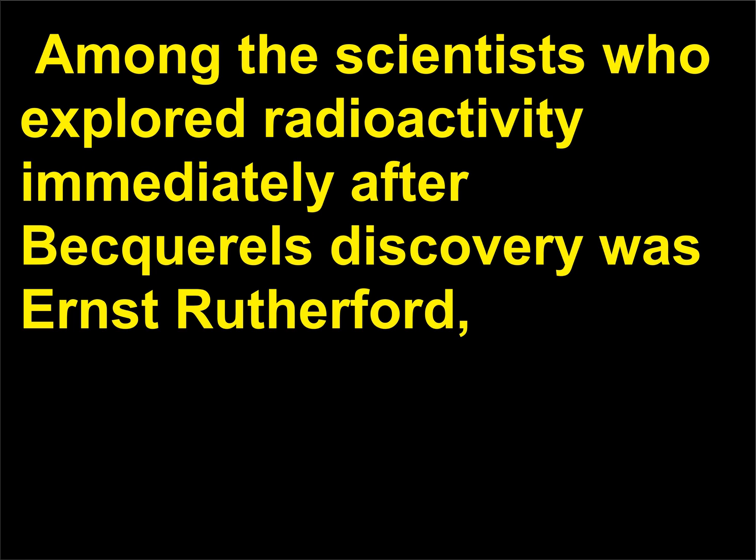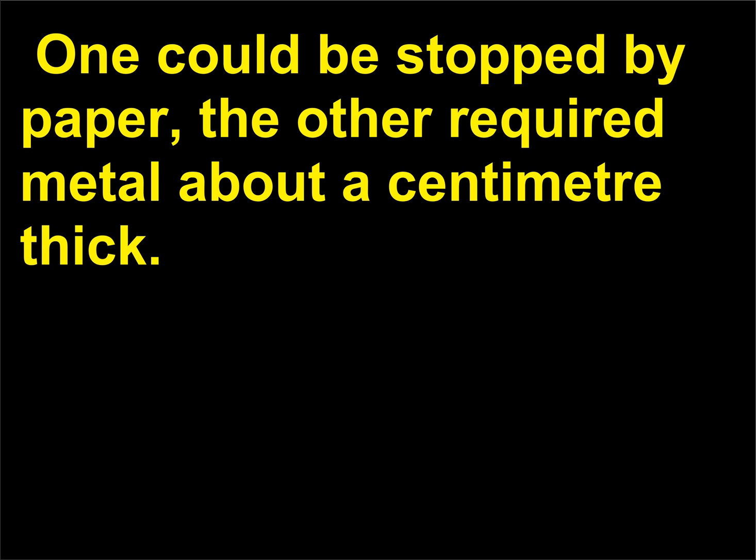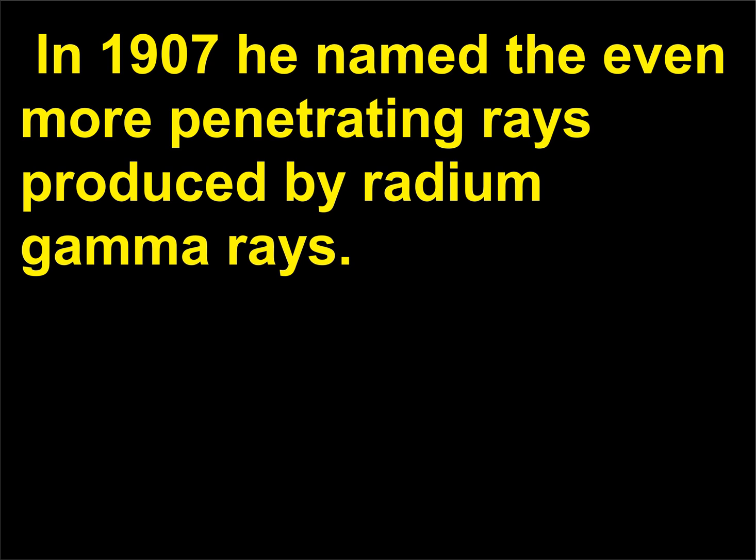Among the scientists who explored radioactivity immediately after Becquerel's discovery was Ernest Rutherford, then at McGill University in Montreal, Canada. He and Frederick Soddy found that uranium and thorium emitted two different kinds of rays. One could be stopped by paper, the other required metal about a centimeter thick. Rutherford named them alpha and beta rays after the first two letters in the Greek alphabet. In 1907 he named the even more penetrating rays produced by radium gamma rays.